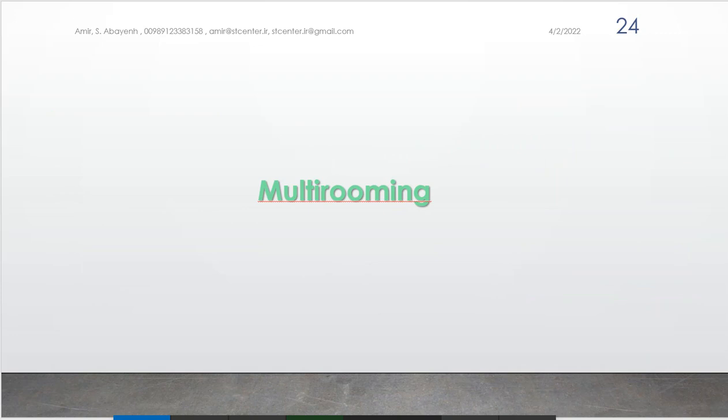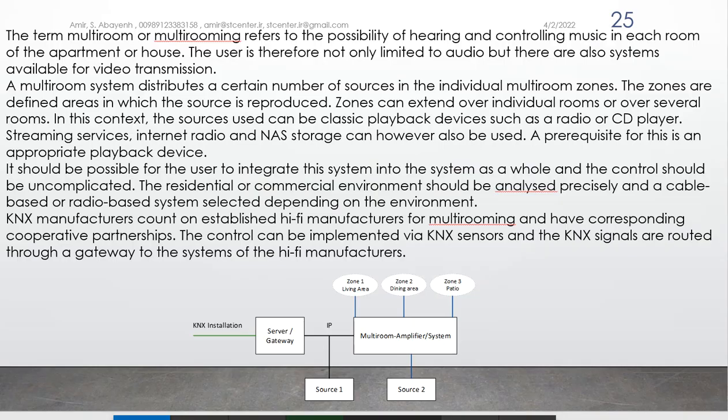Great. So, multi-room systems. What are multi-room systems? The term multi-room or multi-rooming refers to the possibility of hearing and controlling music in each room of the apartment or house. The user is therefore not only limited to audio, but there are also systems available for video transmission. A multi-room system distributes a certain number of sources in the individual multi-room zones. The zones are defined areas in which the source is reproduced. Zones can extend over individual rooms or over several rooms.